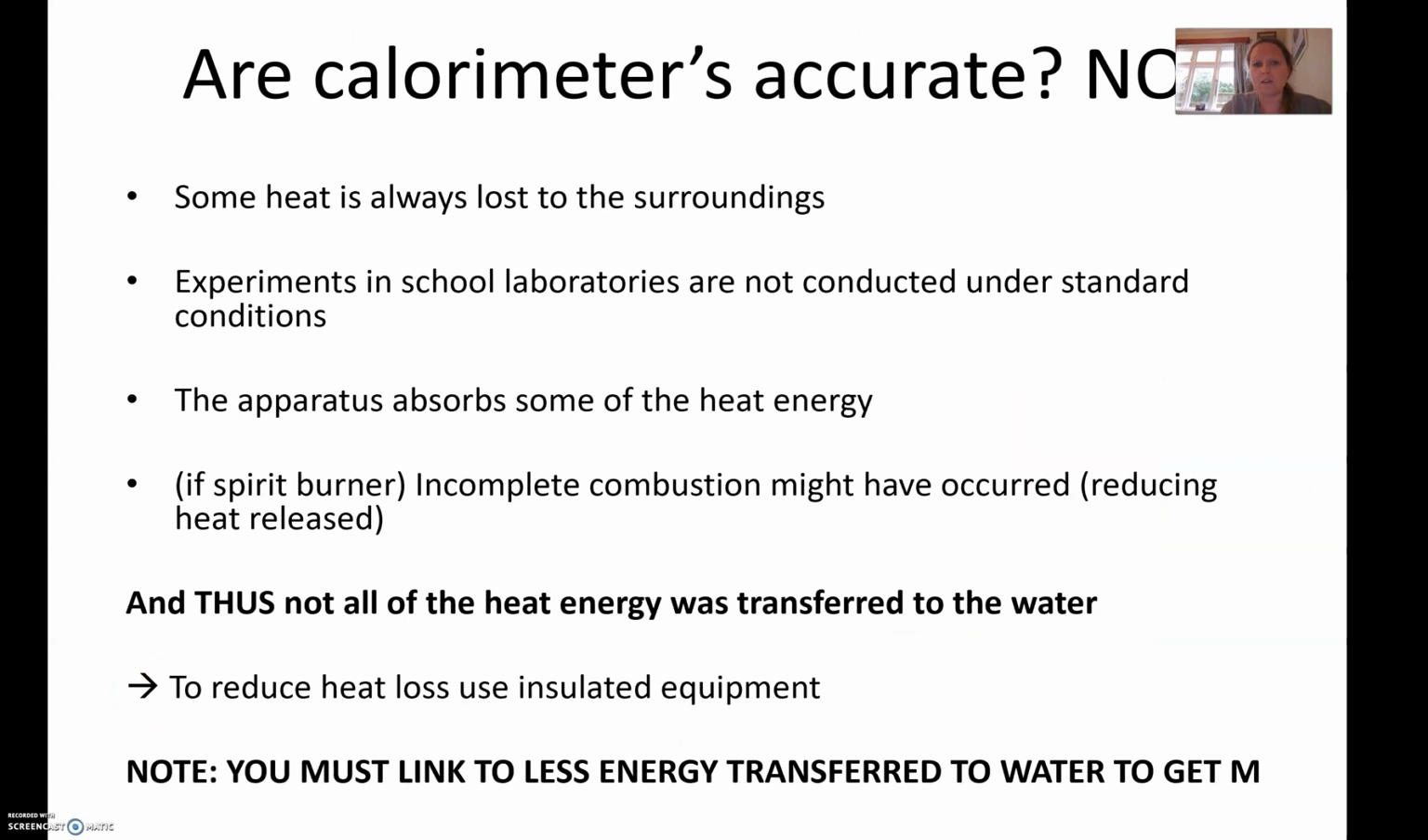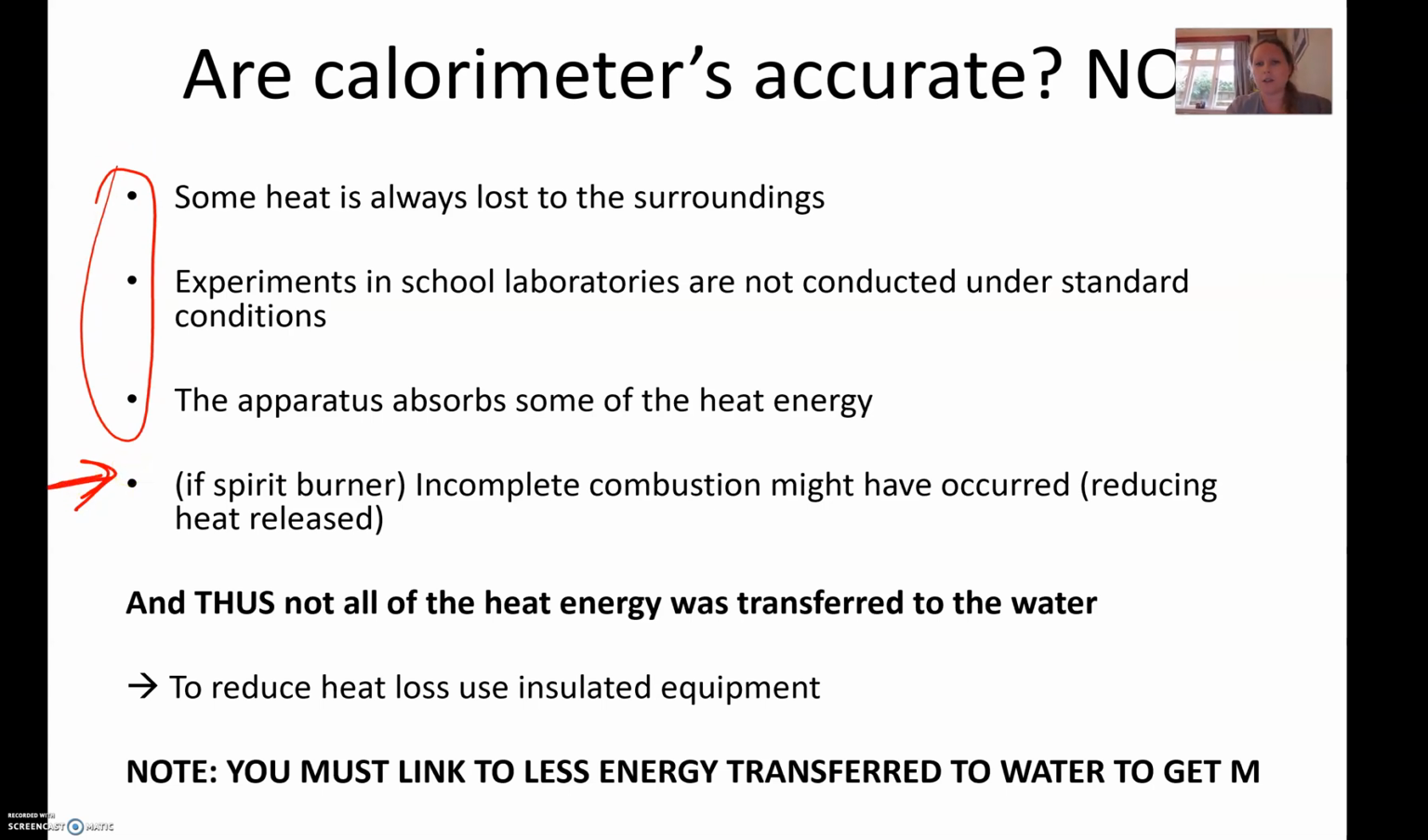Okay, so are calorimeters accurate? And the bottom line is no. This slide's really important, so I want you to make sure you're focusing right now. This can actually be worth a merit in your exam. Basically how the question will be phrased is, why does this experimental data not match the theoretical value published in textbooks? And there are 3 main reasons, and then this last reason is an extra one for the spirit burner. So let's go through these.